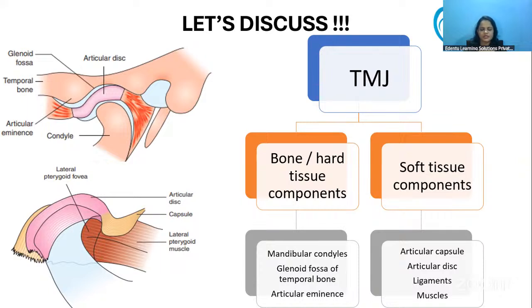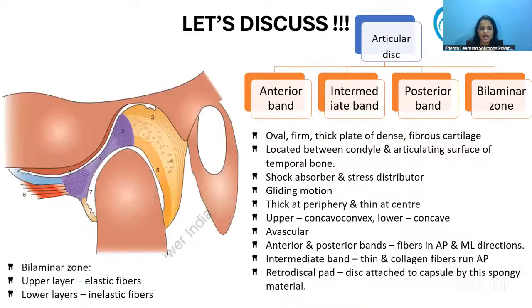Now, one of the important soft tissue components is the articular disc. It is an oval, firm, thick plate of fibrous cartilage, located between the condyle and the articulating surface of the temporal bone. It mainly acts as a shock absorber and stress distributor, and it also helps in the gliding movement of the mandible. It is very thick at the periphery and very thin at the center, and mostly does not have any blood vessels.